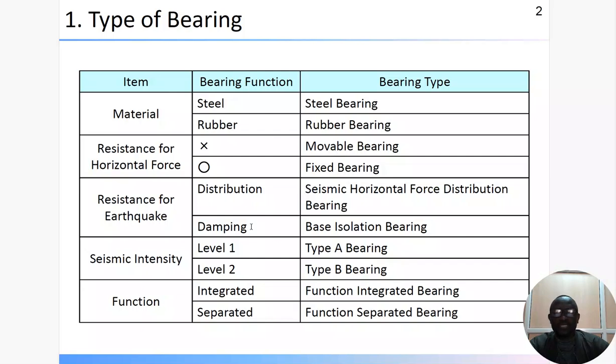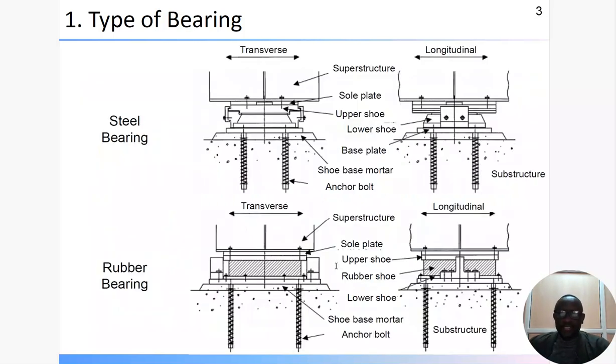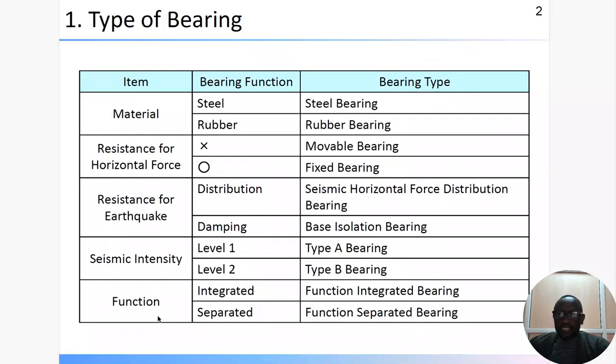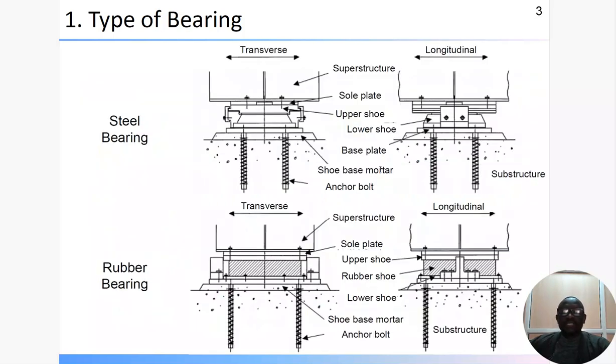And then damping, you have base isolation bearings. Then Level 1 and Level 2 for seismic intensity; these are levels of earthquake. You have base isolation bearing and Type A bearing. Most of these bearings are given. Level 2, I think, has Type B bearing. And then down, integrated and separated function bearings. So basically these are some of the bearing types to look at.